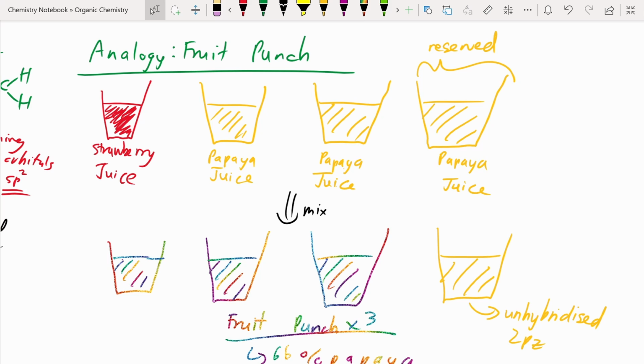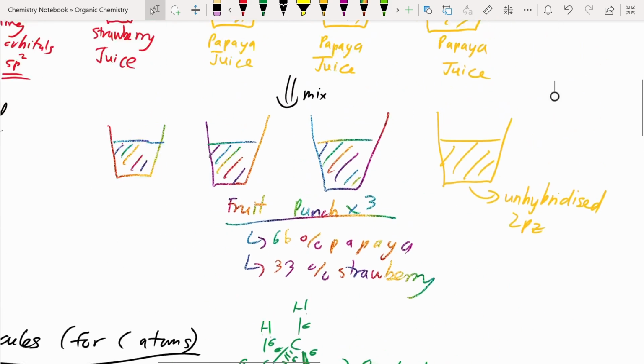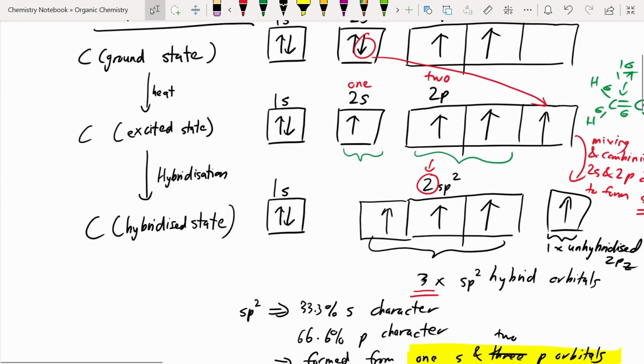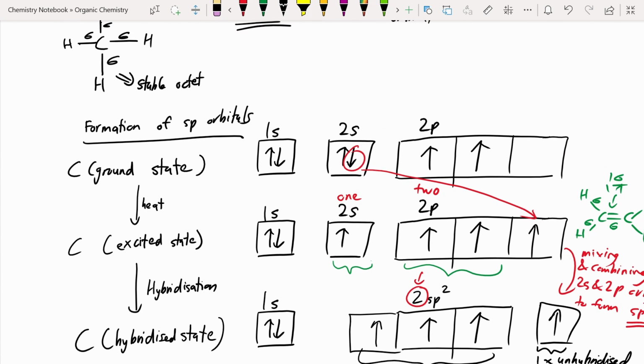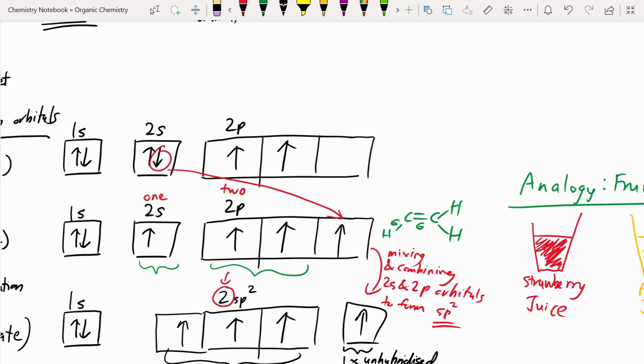It's like the unhybridized 2pz orbital. Okay, so that's for sp2. Then for sp, instead of ethene you have ethyne, so it will be a triple bond. In a triple bond, if you consider this carbon right here, it will form 1 sigma bond with a hydrogen, and it will form 2 pi bonds and 1 sigma bond with your other carbon. So you can see there are 2 bond pairs for this 1 carbon right here.